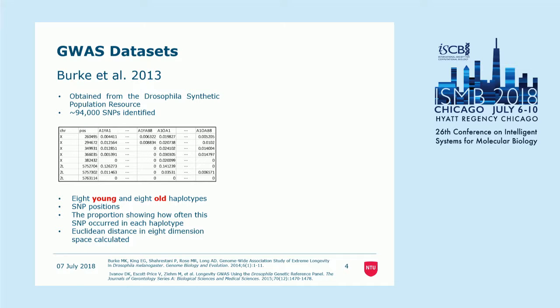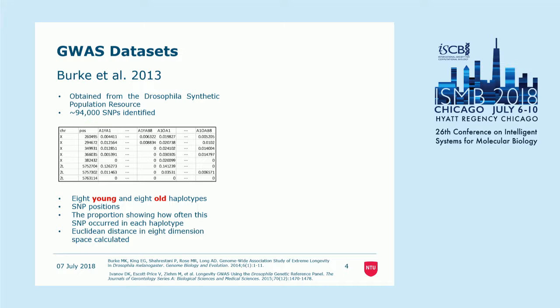So the first of the GWAS datasets that we've used is from a paper by Burke, and what this paper provides us with was SNP positions along with 8 young and 8 old haplotypes. And you can see here, these numbers here, these represent the proportion of how often these SNPs occur in these haplotypes.